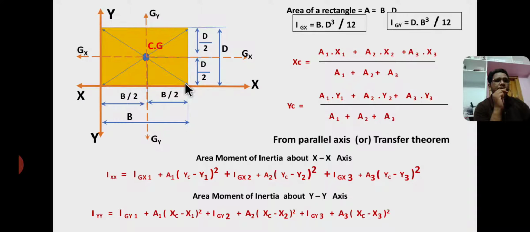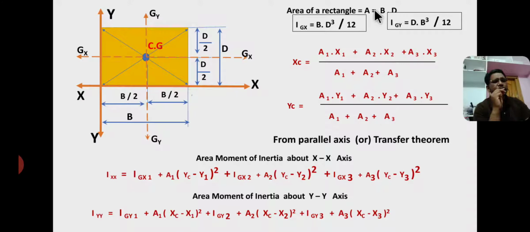So the area moment of inertia of a rectangle about the centroidal x-axis, that is IGX, equals base into depth power 3 by 12, that is BD cube by 12. Similarly, the area moment of inertia about the centroidal y-axis, that is IGY, equals depth into base power 3 by 12, that is DB cube by 12. So these two are the area moments of inertia of a rectangular section.